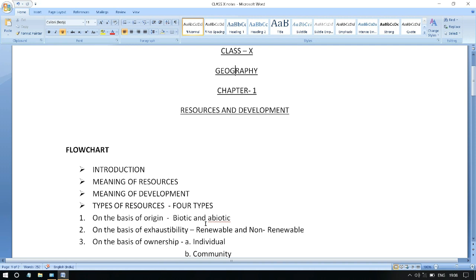In simple words, we can understand this. In the science book also, you have read about this. Biotic means all the living things, and abiotic is the combination of all the non-living things. Now next we have the basis of exhaustibility. On the basis of exhaustibility, of course, it has two types, renewable and non-renewable.